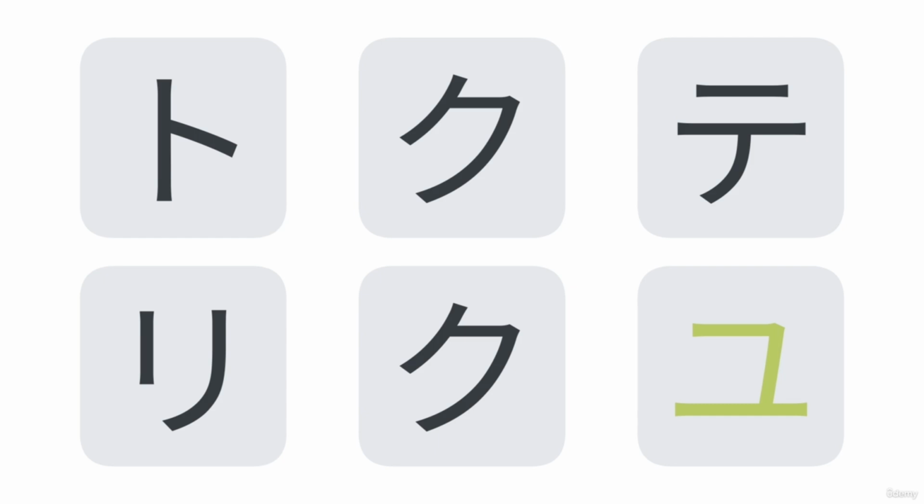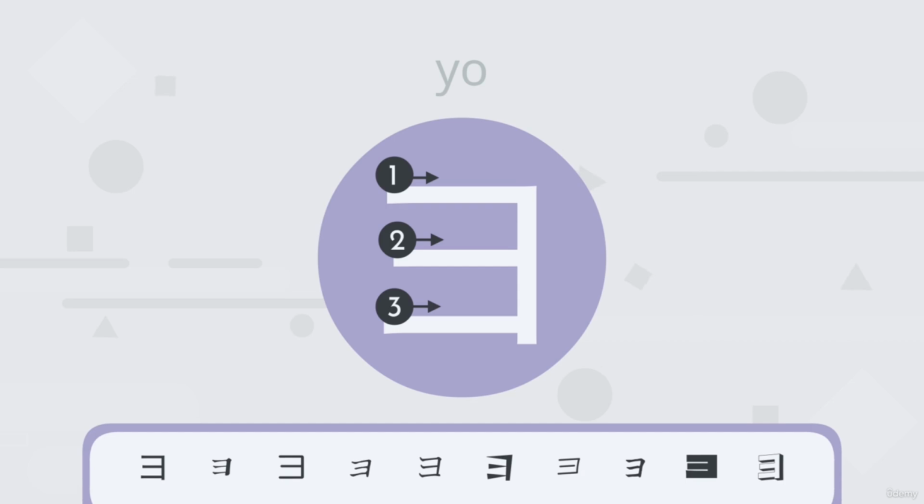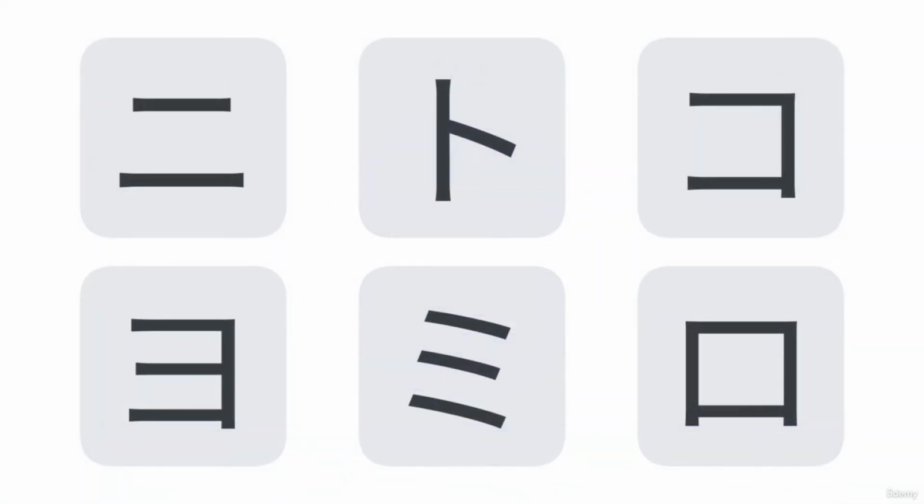Yu. The final character we'll learn is yo. Which of these characters is yo?